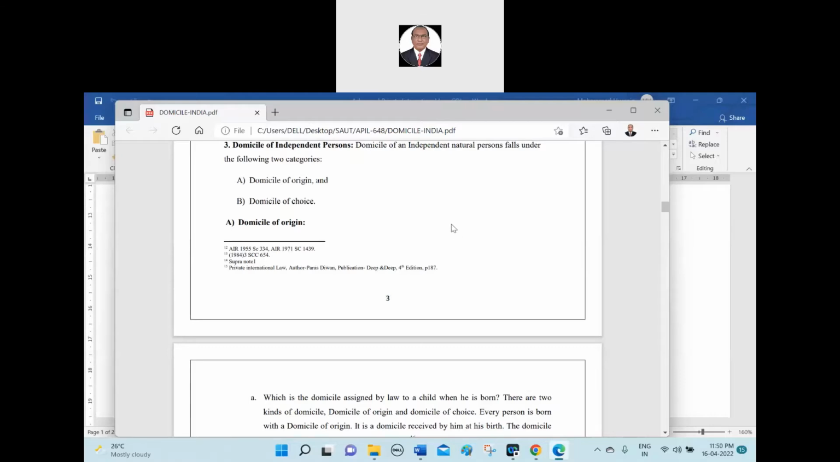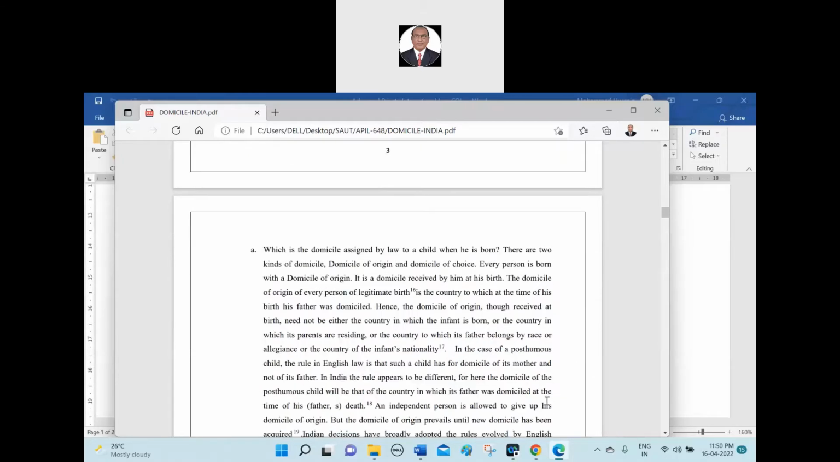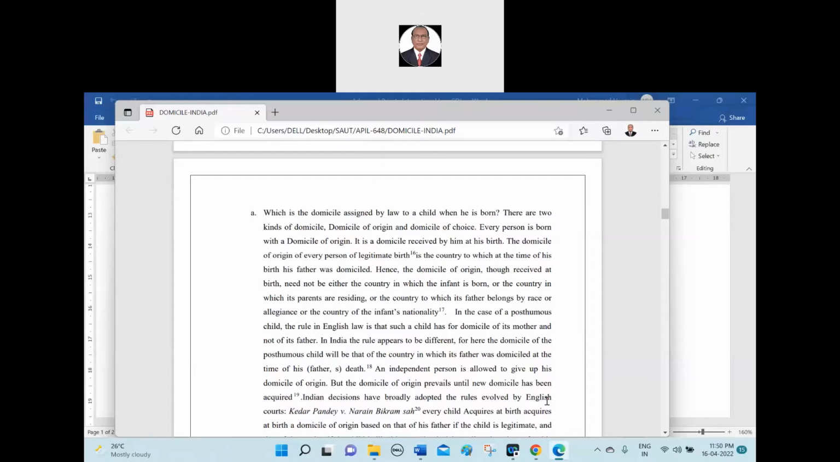It is 160%. Now let us see, because I already discussed the domicile of origin and domicile of choice. What is the domicile of origin? If I repeat, it is a domicile assigned by the law to a child when he is born. If the child is born alive, naturally whose domicile will come to the child? The father's domicile.